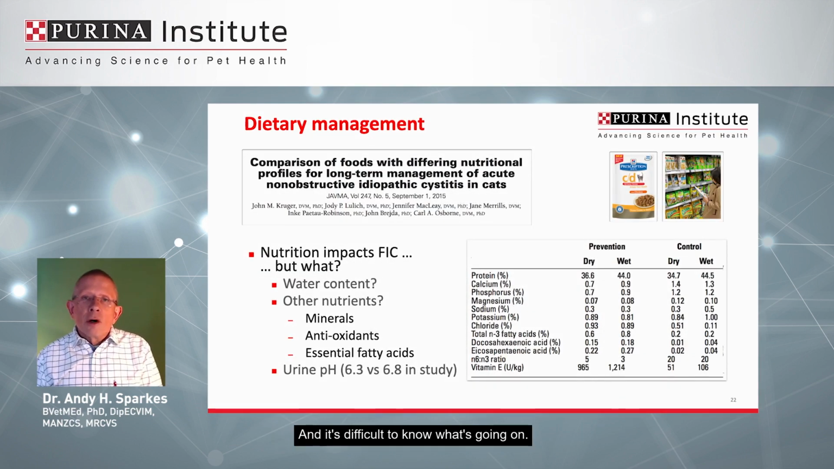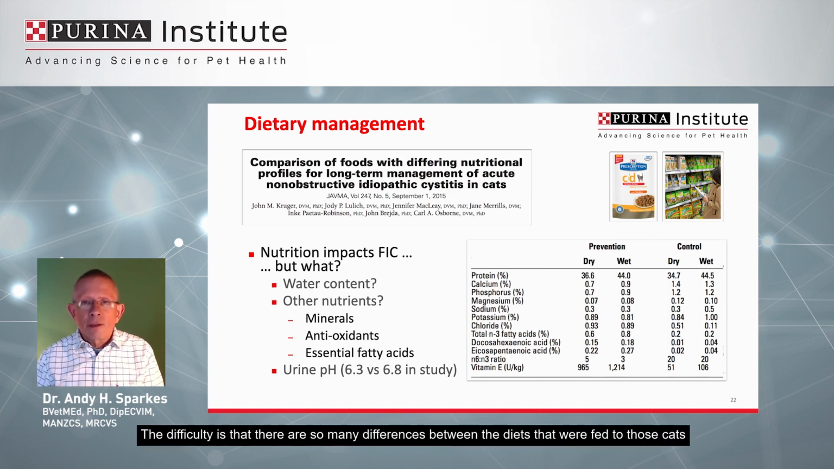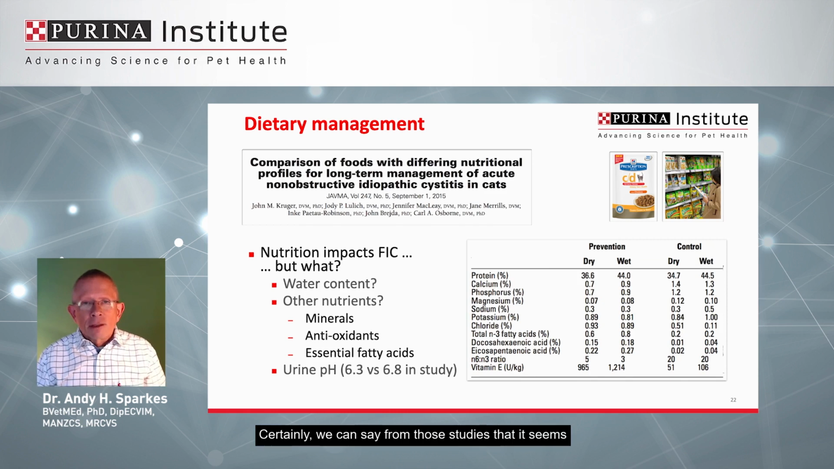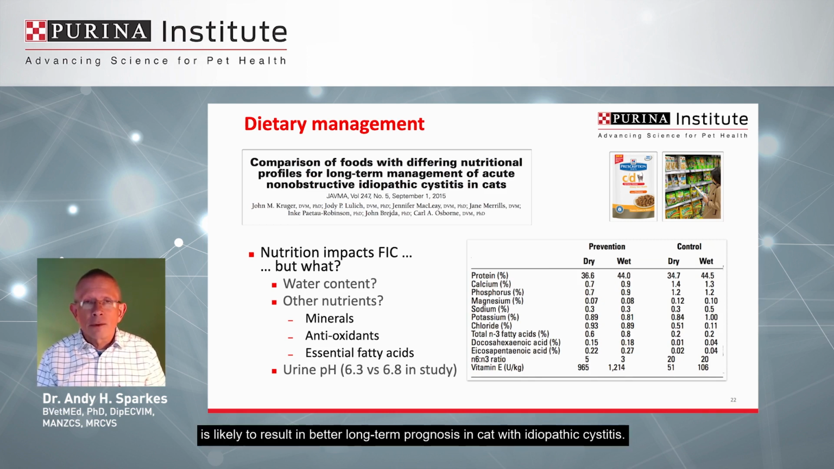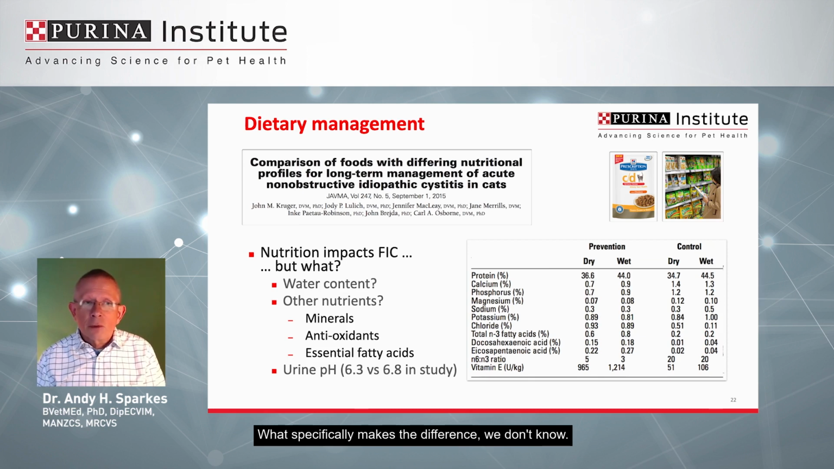And it's difficult to know what's going on specifically with the improvement that was seen in those studies. The difficulty is that there are so many differences between the diets that were fed to those cats that it's impossible to tease out what actually was making the difference. Certainly we can say from those studies that feeding a high quality diet, as well as perhaps a wet diet, is likely to result in better long-term prognosis in cats with idiopathic cystitis. What specifically makes the difference, we don't know.